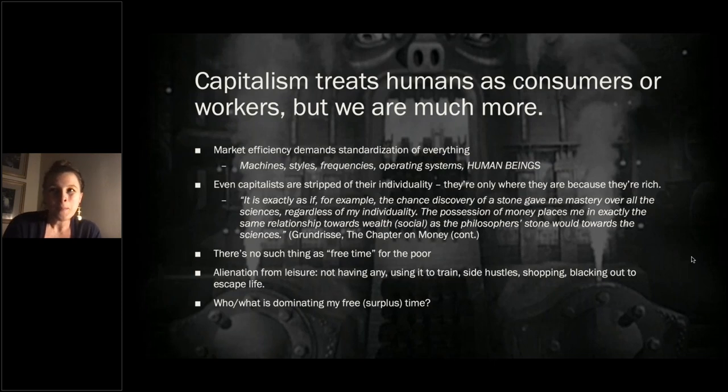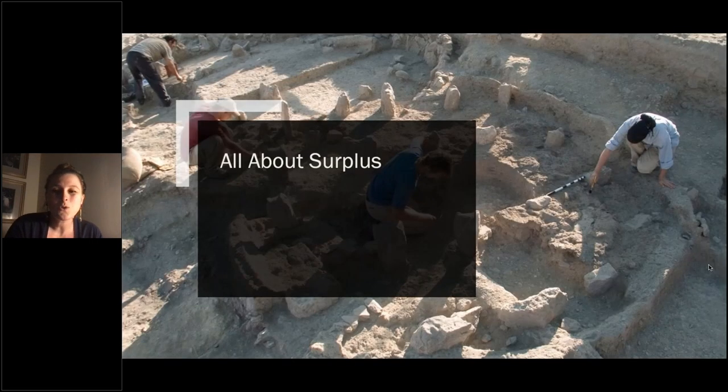So if you've tuned in to hear about Marxist political economy, you're probably asking yourself right now, why am I talking about free time or human beings and how they're seen as the market, right? Well, I think this is a really good opportunity to segue into this idea of surplus. The cool thing about Marxist political economy, again, is that it's all really historically situated.